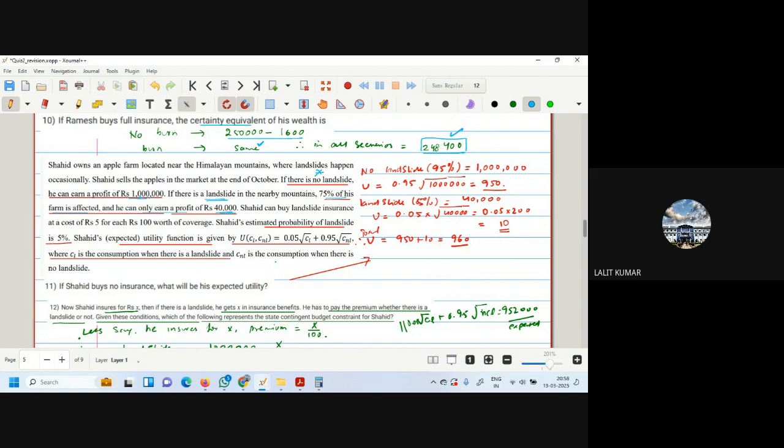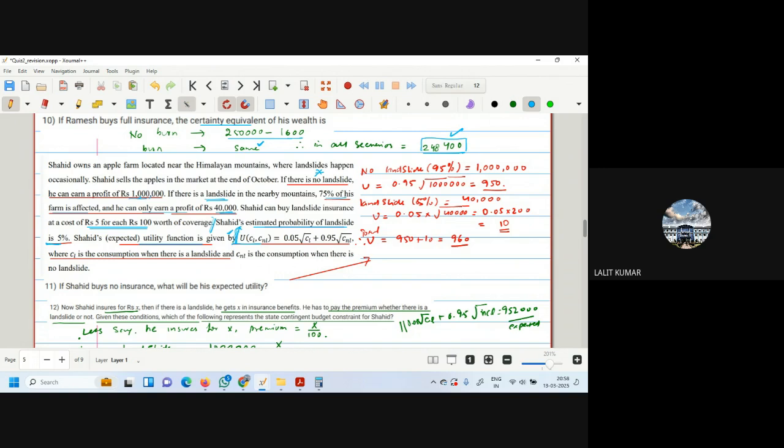Shahid can buy landslide insurance at a cost of rupees 5 for each 100 worth of coverage. Shahid's estimated probability of landslide is 5%. Shahid's expected utility function is also given: U(CL, CNL) equals 0.05 root CL plus 0.95 CNL, where CL is the consumption when there is a landslide and CNL is the consumption when there is no landslide. They have given this in the question. Otherwise, this utility function comes directly. If they don't give it, then also if we form our own utility function, we will get the same.